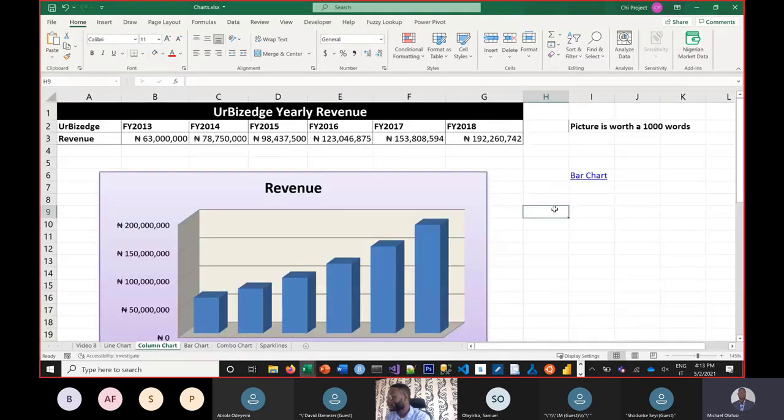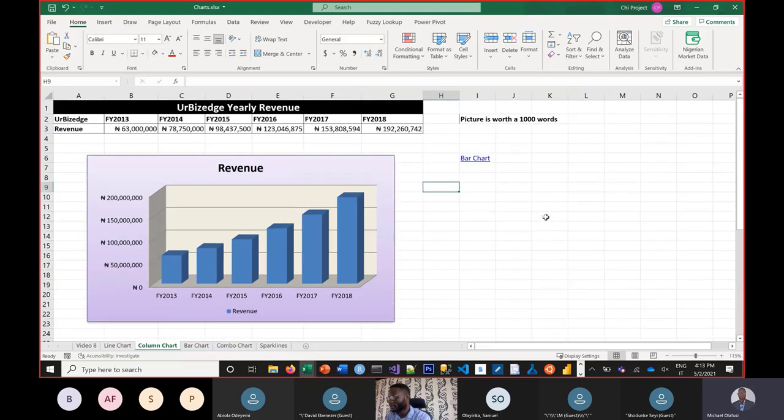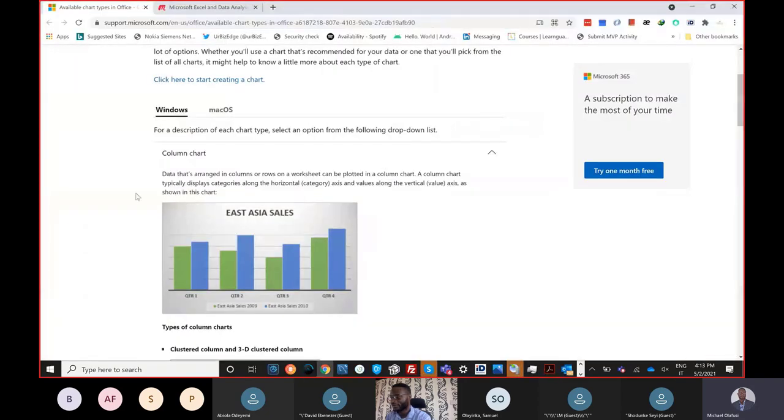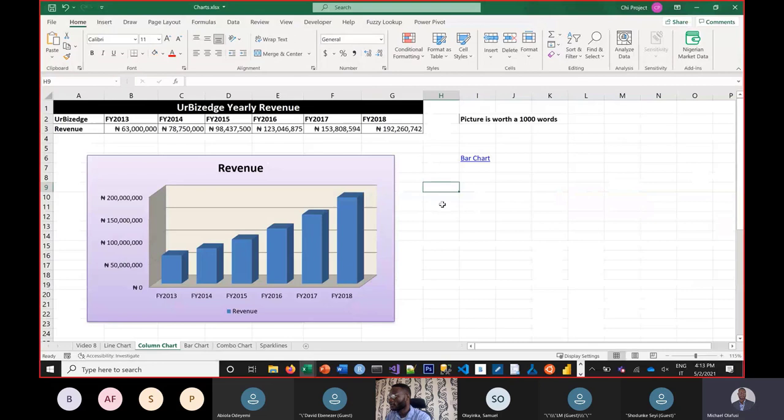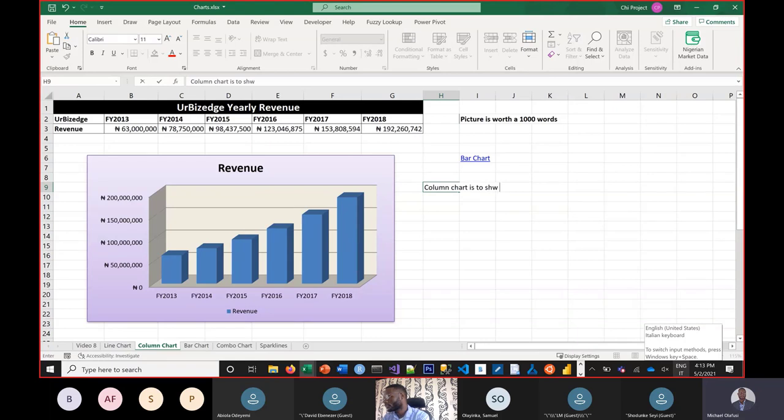Okay, so let's start with column chart. Let's go at it in the sequence that we have in this documentation here. Column chart is the most used chart in Excel. And it's the most used because column chart is to show data for different categories. So what do I mean by data for different categories?